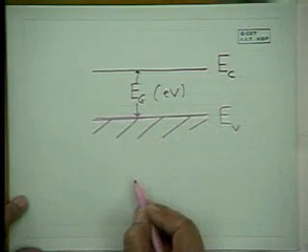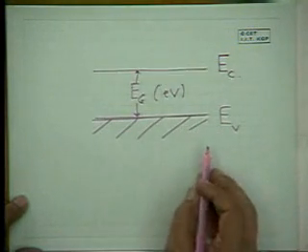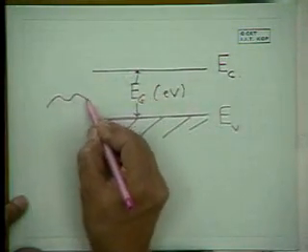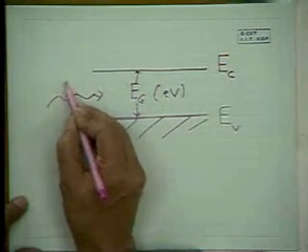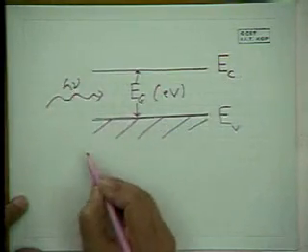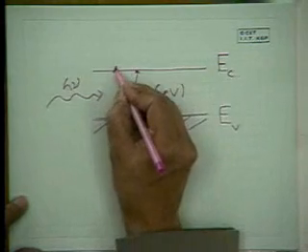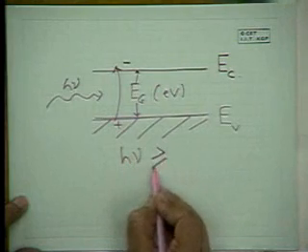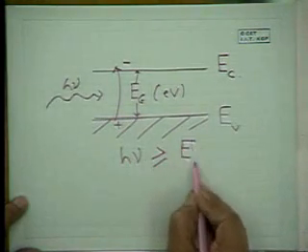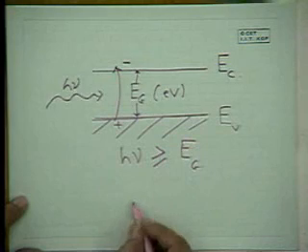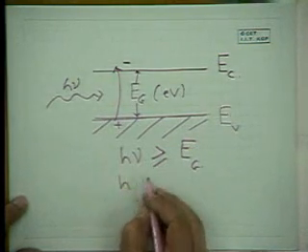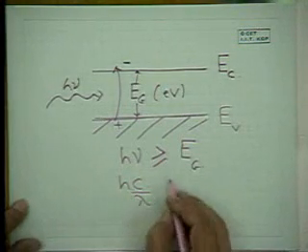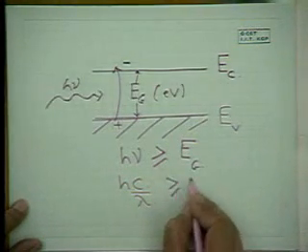And when we are talking about optoelectronics, if we think about light with energy h nu being incident on a semiconductor, then obviously electron hole pairs are created if h nu is greater than or equal to Eg. Now h nu is hc by lambda, greater than or equal to Eg.